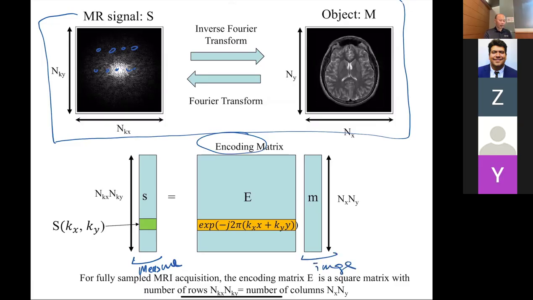I think everyone's seen this before, where now you try to invert. If you want to solve for the image, the best case scenario is that this is invertible. And if the encoding matrix represents a Fourier transform, then the inversion is very simple. It's just the inverse Fourier transform. So that's nice. All right.